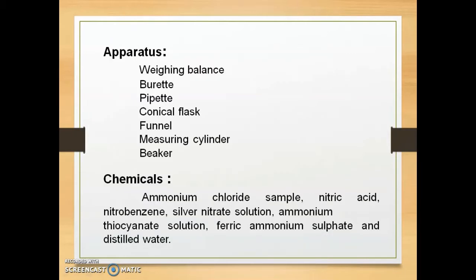Apparatus: weighing balance, burette, pipette, conical flask, funnel, measuring cylinder, beaker. And chemicals: ammonium chloride sample, nitric acid, nitrobenzene, silver nitrate solution, ammonium thiocyanate solution, ferric ammonium sulfate and distilled water.